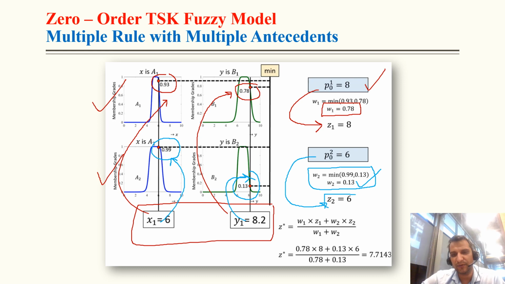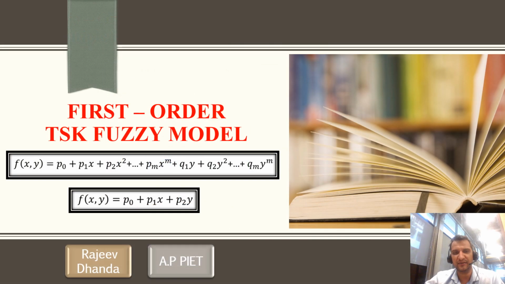So we have the value of W1, W2, Z1, Z2. So we apply them into the particular formula: W1 into Z1 plus W2 into Z2, and after the final calculation the output will be equal to 7.7143. So in this way we can calculate the TSK Fuzzy model, and in this there is no defuzzification process. Overall, with the help of this we can calculate our crisp output. That's why it takes less time with respect to the Mamdani Fuzzy model.